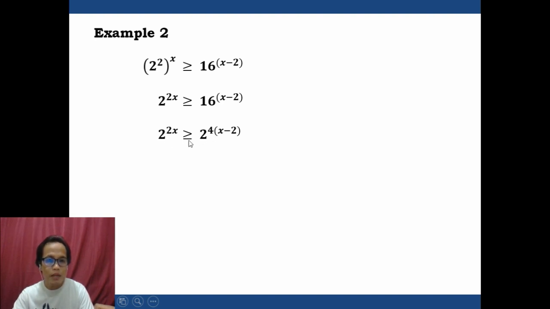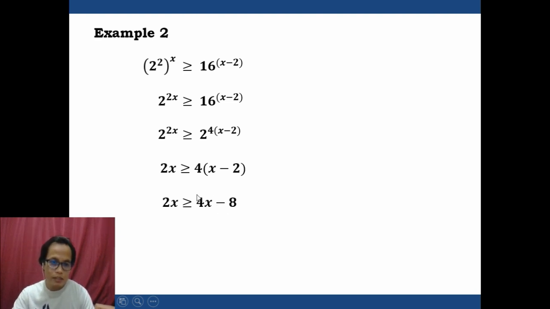So this time parehas na siya base. So ato na ning kopyahon ang exponent niya. Okay? So biyaan na nato ang base. So ang exponent diri kay 2x, anya diri 4 times x minus 2. We distribute the 4 to the terms inside the parentheses. We copy 2x, we copy greater than or equal. So 4 times x is 4x, then 4 times negative 2 is negative 8.